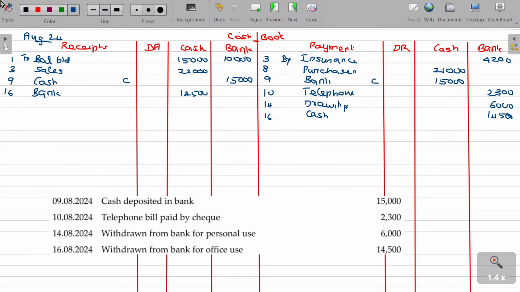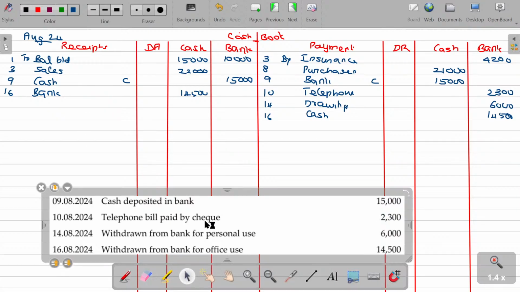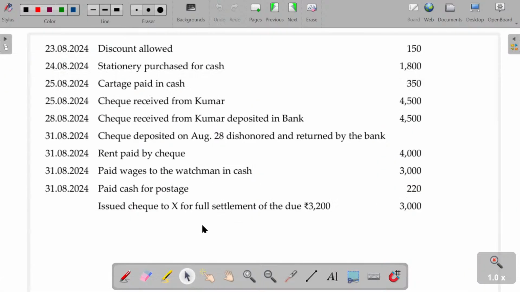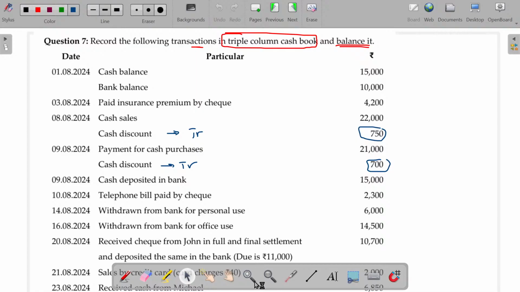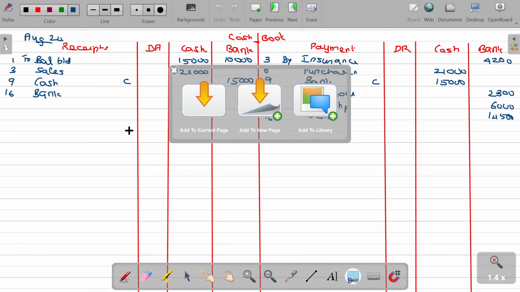Hope now you'll be able to understand all this posting. Let me go further. After 16th, from 20th onwards, we have 3 more transactions in this page.